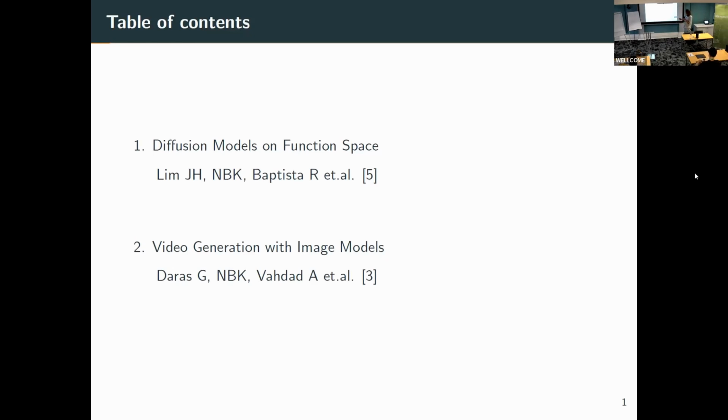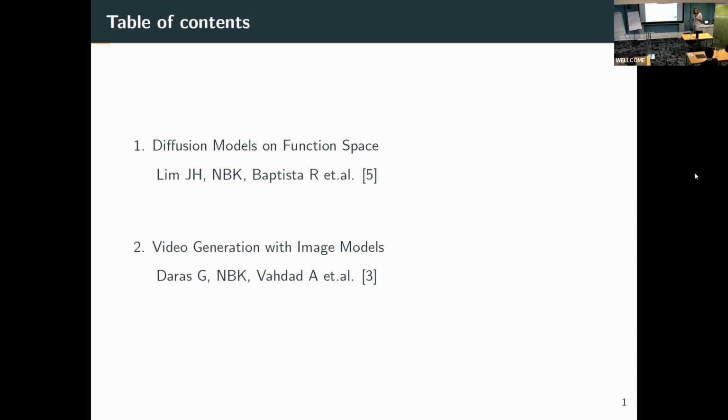And that will be in this first paper, which is with Ricardo, who's here, as well as, so Ricardo is at Caltech, as well as Jay Lim, who was an intern at NVIDIA and is currently doing a PhD at Mila. The second part of this talk will relate how I use some of these ideas to do maybe some video generation, and in particular video generation with image models.